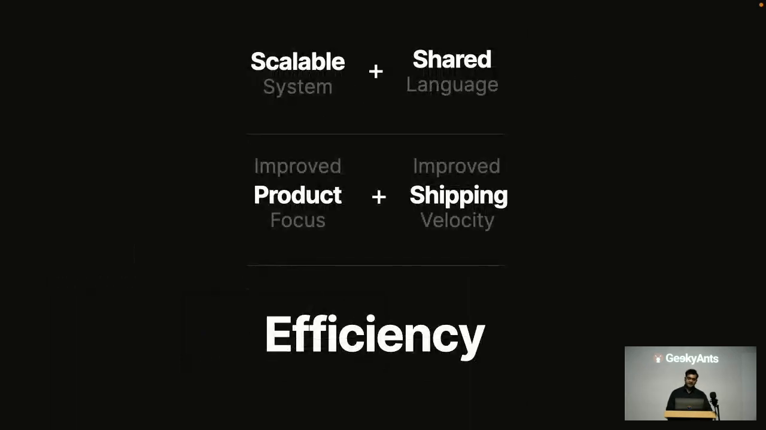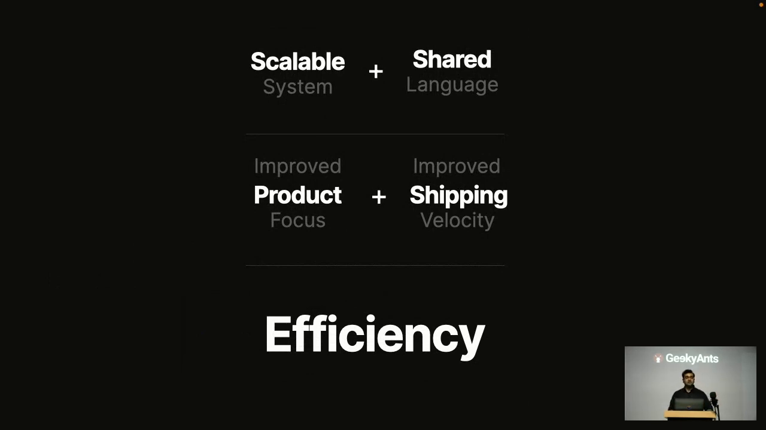So let's go to a quick recap. Scalable system and shared language. A scalable system is future proof because it is constantly evolving. It can handle any change in tech that your product will ever come across in future, hopefully. At the same time, it can pivot to different brand languages if you need. That's the power of the scalable system piece.